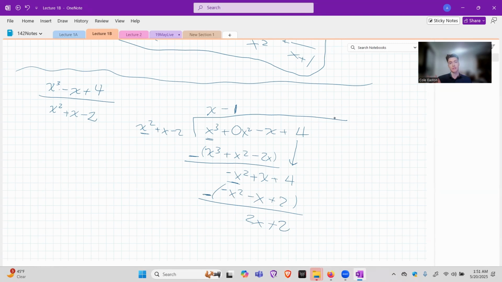Okay. And now we say how many times does x squared go into 2x? I can't multiply it by any polynomial to get that. So we're done, and we have a remainder of 2x plus 2. Okay, so this function here equals x minus 1 plus (2x plus 2) over (x squared plus x minus 2).